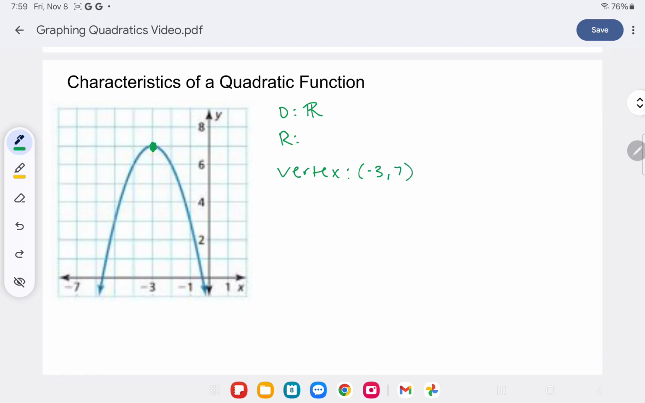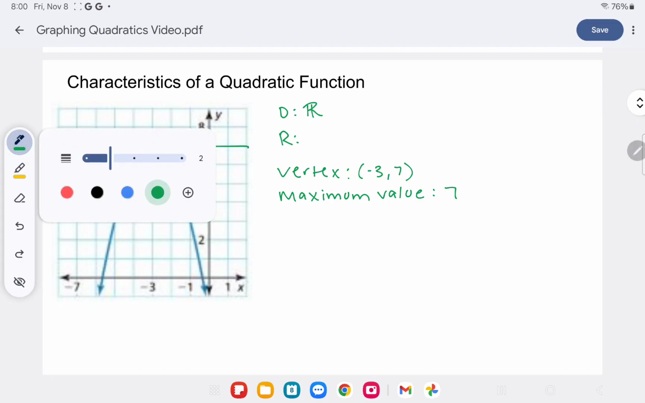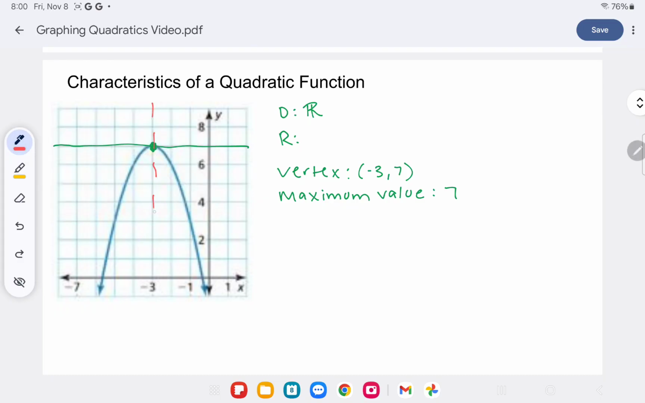The vertex is either the maximum point of the graph or the minimum point in the graph. In this case, the vertex is the maximum because it is the highest point on the graph. So our vertex is a maximum. And we would say the maximum value, or the uppermost value, is 7. And the maximum value occurs when x equals -3. X equals -3 is our axis of symmetry. I'll call it AOS for short. Axis of symmetry is x equals -3.